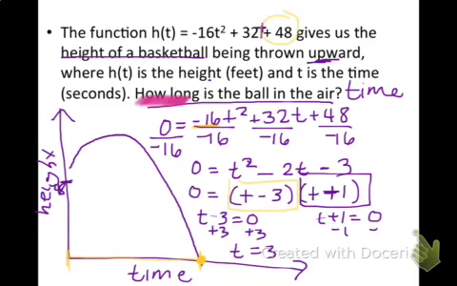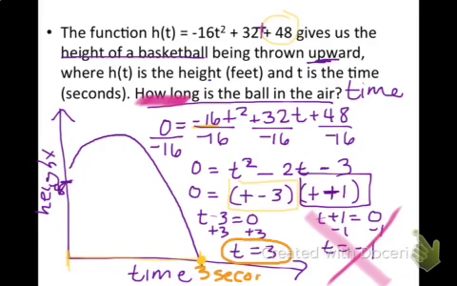But when I get this one, I get a weird answer. I get t is equal to negative 1. We can't have negative time, so we cross this one out. That one doesn't work. Our real answer is 3 seconds. So the ball will be in the air for 3 seconds. It started at 0 and hit the ground at 3.